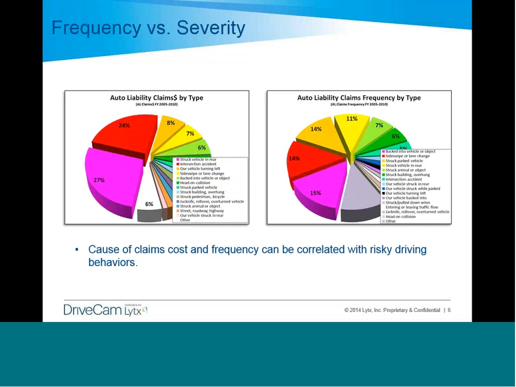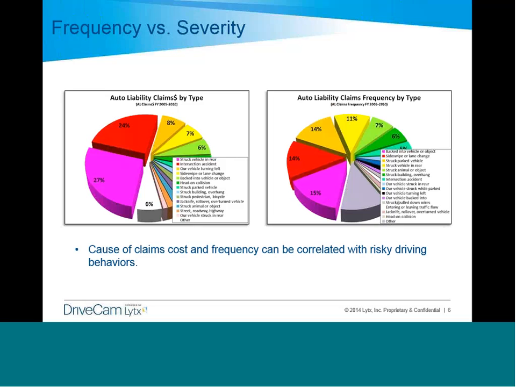Lastly, it's really dialing down into the behaviors and how the safety program can directly impact behaviors. So a common theme and misalignment that I see in building these models is that frequency doesn't always correlate to severity. So on the right side here, you see that backed into vehicle, sideswipe, and struck parked vehicle are the most frequent.